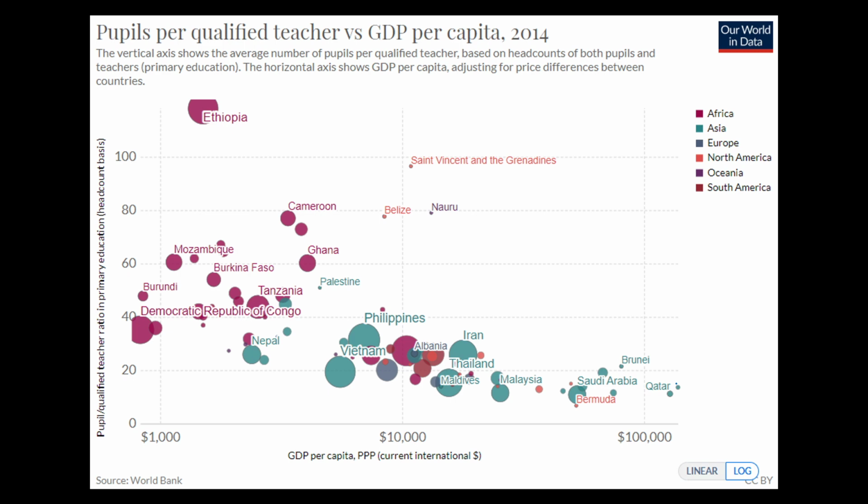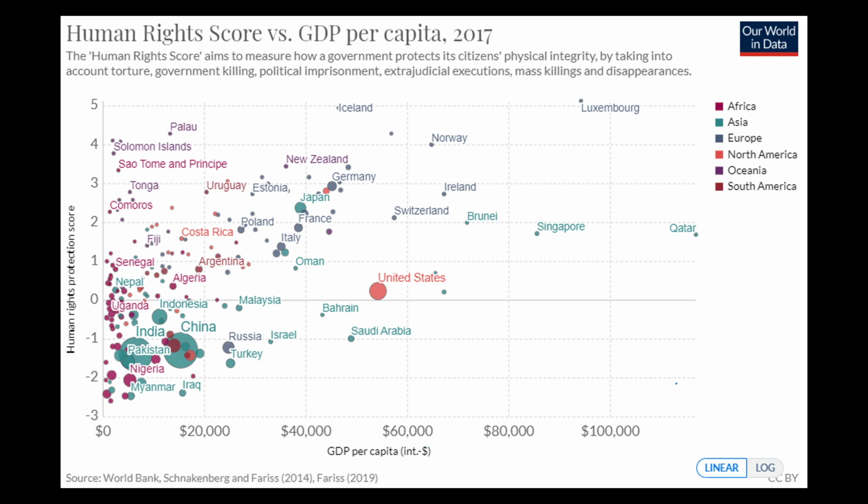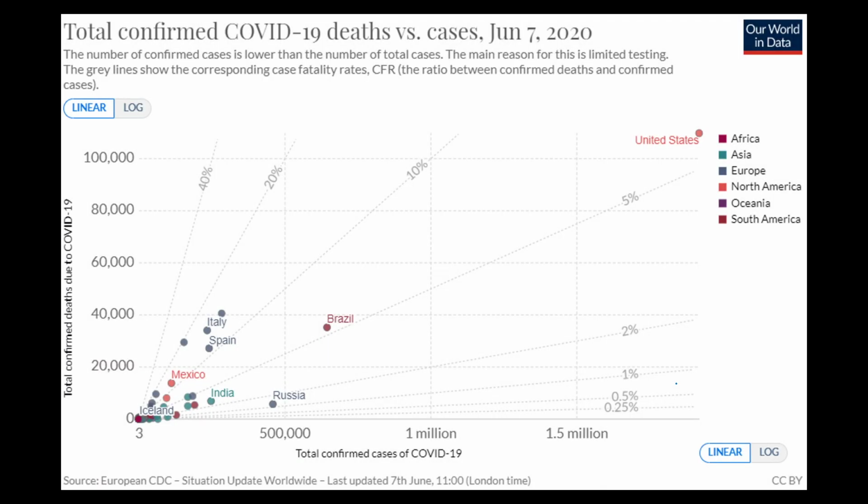Scatter plots are used in worldwide and countrywide data all the time, and it's such a powerful graph. Here's another example determining the relationship between the human rights score of a country versus the gross domestic product per capita, or essentially a measurement of the wealth of the country versus its human rights score. And then I wanted to bring a very relevant example to the table.